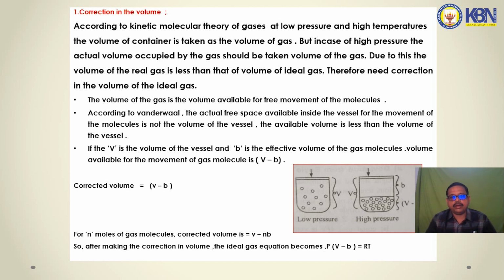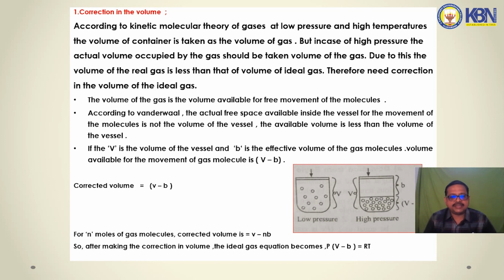According to the kinetic molecular theory of gases, at low pressure and high temperatures, the volume of the container is taken as the volume of the gas. But in the case of high pressure, the actual volume occupied by the gas should be taken as the volume of the gas. Due to this, the volume of the real gas is less than the volume of the ideal gas. So, therefore, we need a correction in the volume of the ideal gas.